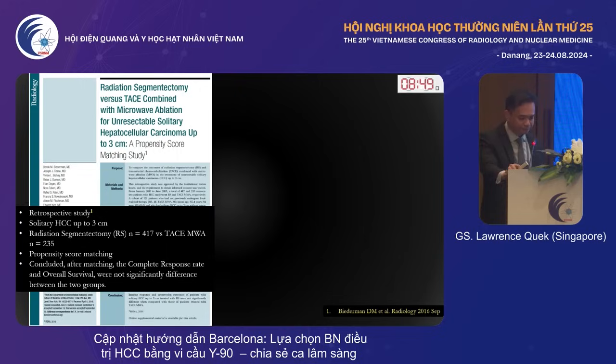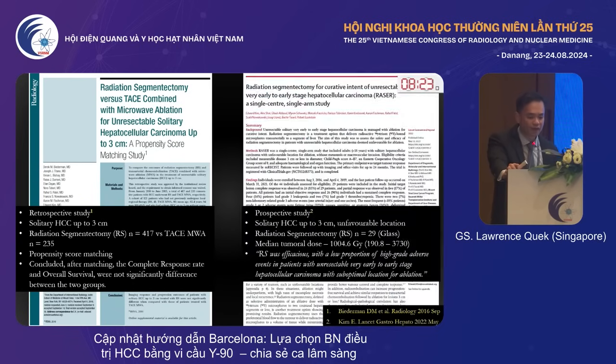If you look at it, solitary tumor up to 3 centimeters, radiation segmentectomy versus combined therapy of TACE and ablation, with propensity score matching, the conclusion was that after matching, the response rate, the complete response rate, and overall survival were not significantly different between the two groups. So radiation segmentectomy has proved its worth. It is non-inferior.